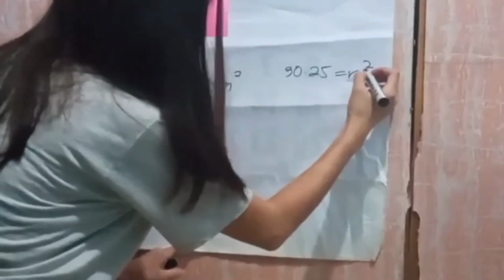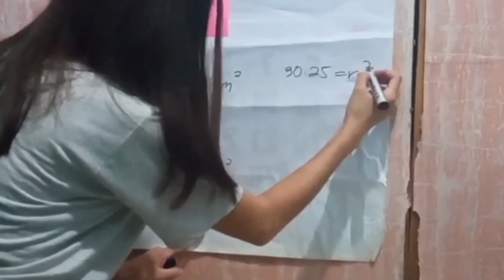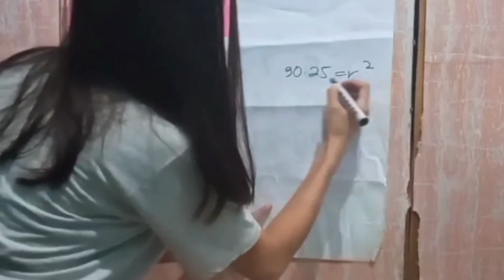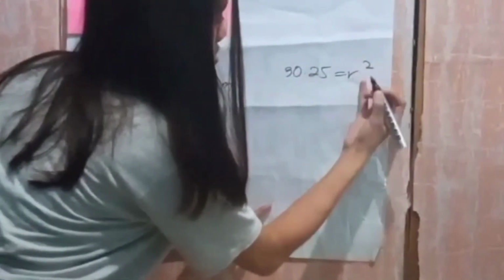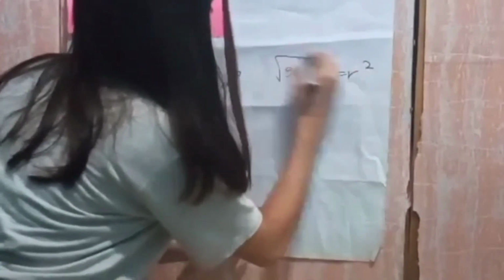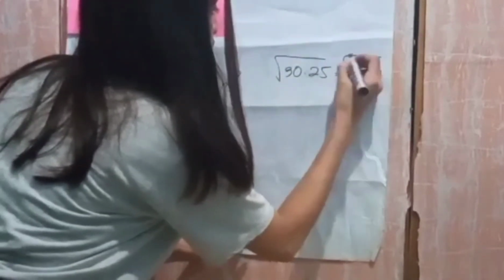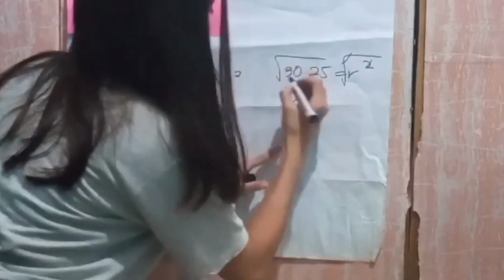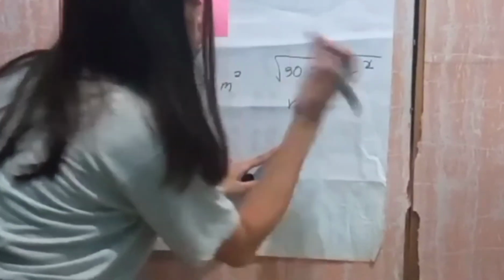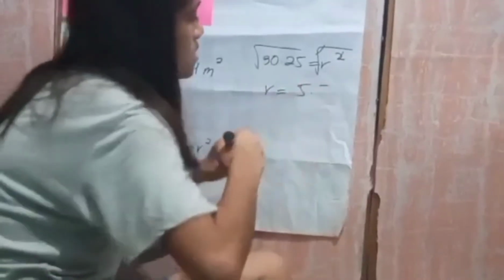To cancel out this exponent, we need to take the square root of 30.25 and also of this r squared, to remain with the radius. So the square root of 30.25 is 5.5.